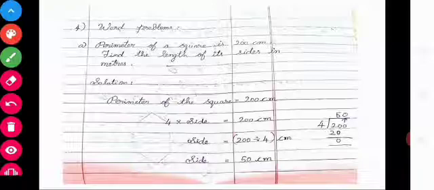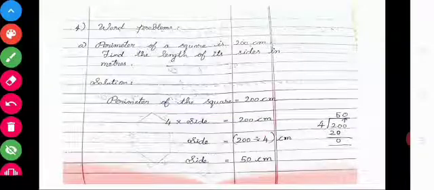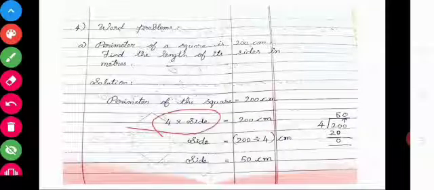And then the next one. Look at the word problem. The perimeter of the square is 200 centimeter. You have to find the length of its sides in meters. What is given? Perimeter of the square. How much is it given? 200 centimeter. What is the formula? Perimeter of the square, 4 into side, is equal to 200 centimeter.